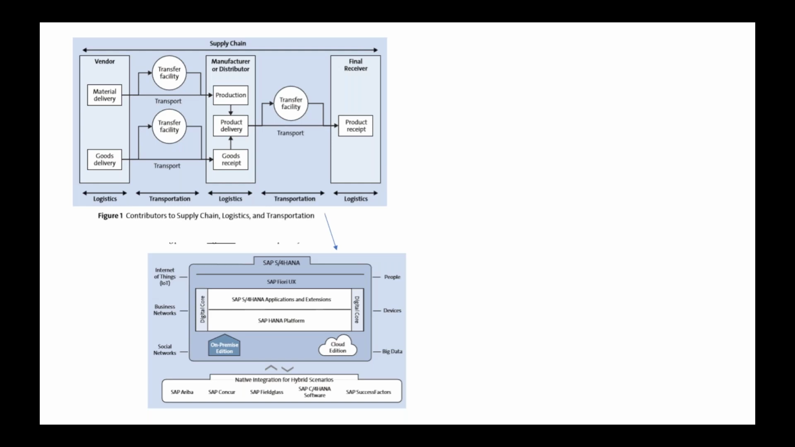R3 is 4. After 3 is 4. So it's a successor of 3. Okay. And what is HANA? HANA means, because the memory technology is HANA, so that's why we call it SAP HANA.